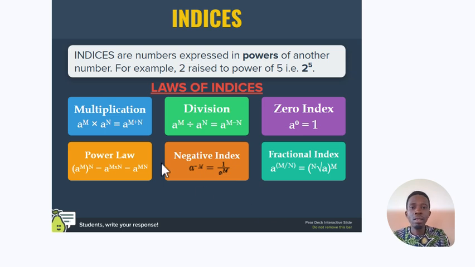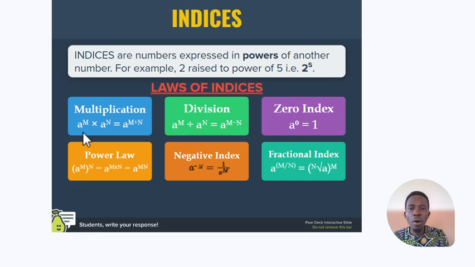When we have a raised to power m times a raised to power n, it will be equal to a raised to power m plus n. But I need to say something about the usage of this law. The bases must be equal. When we have a raised to power m, a is the base and m is the power. Likewise here, a is the base and n is the power. So they must have the same base before you can apply this law.